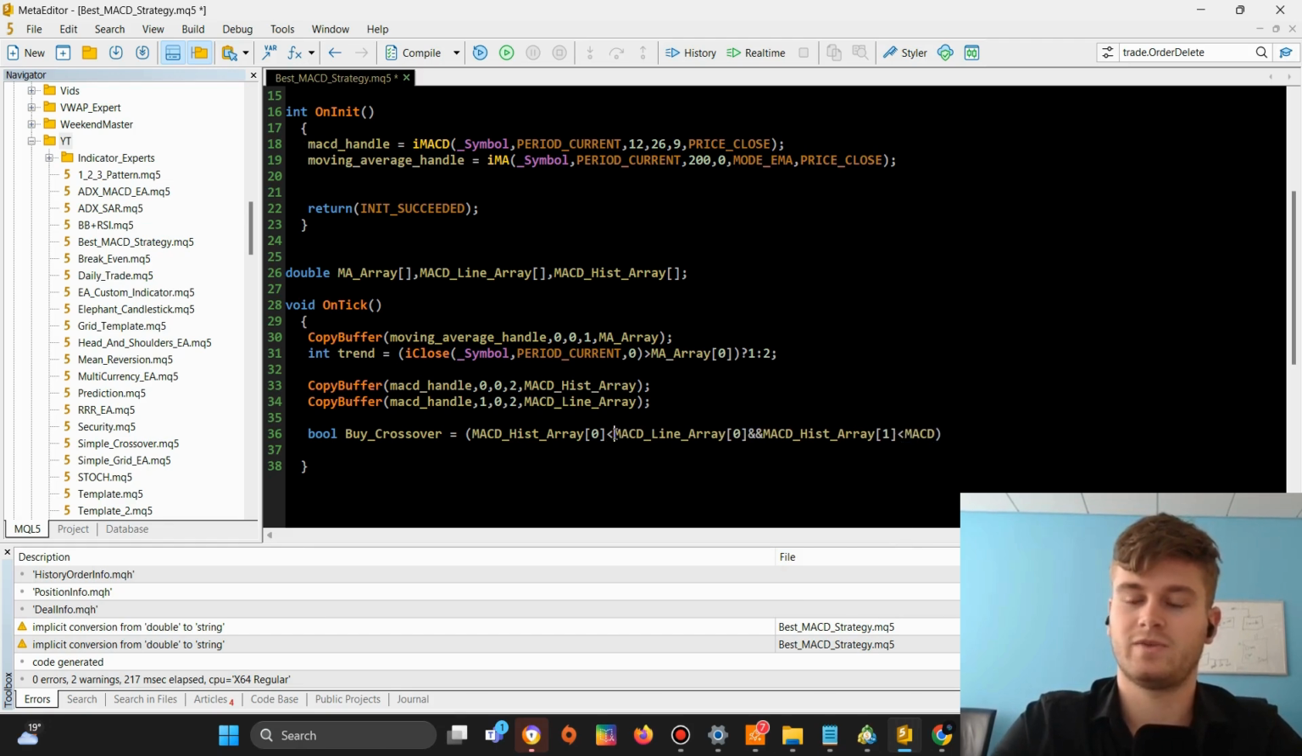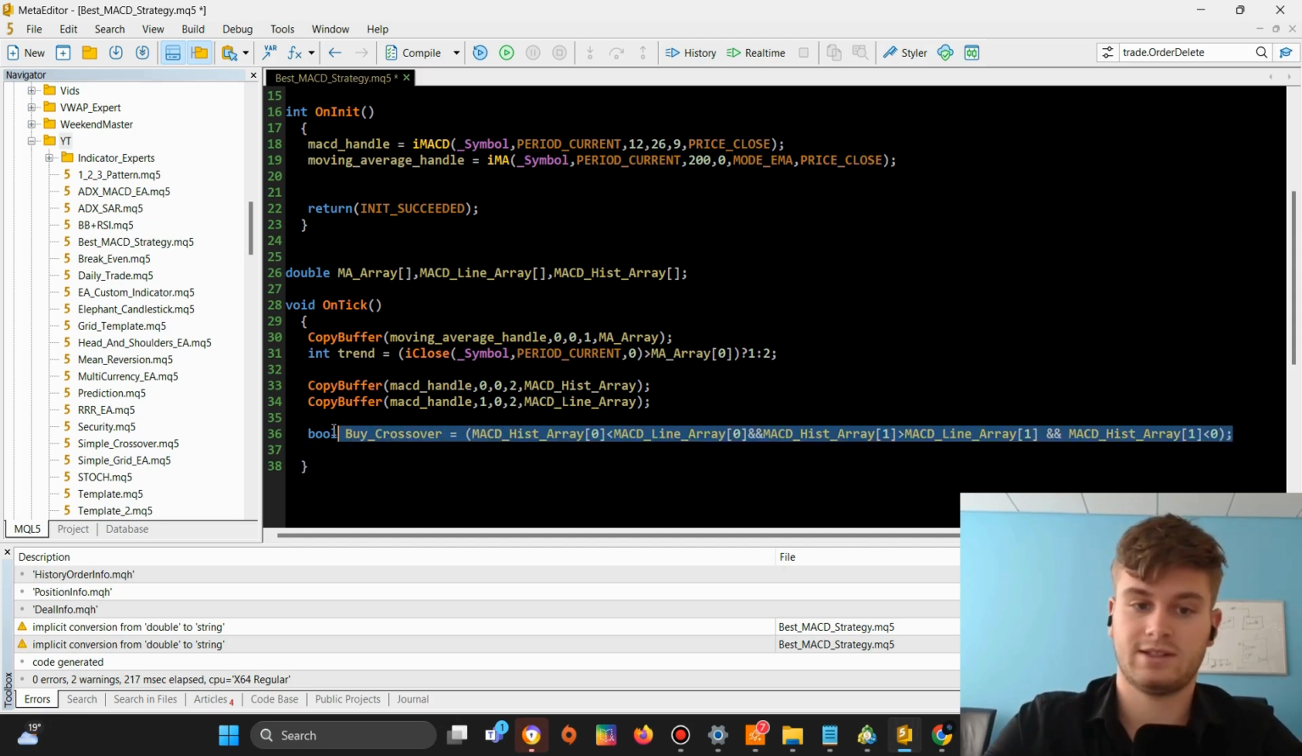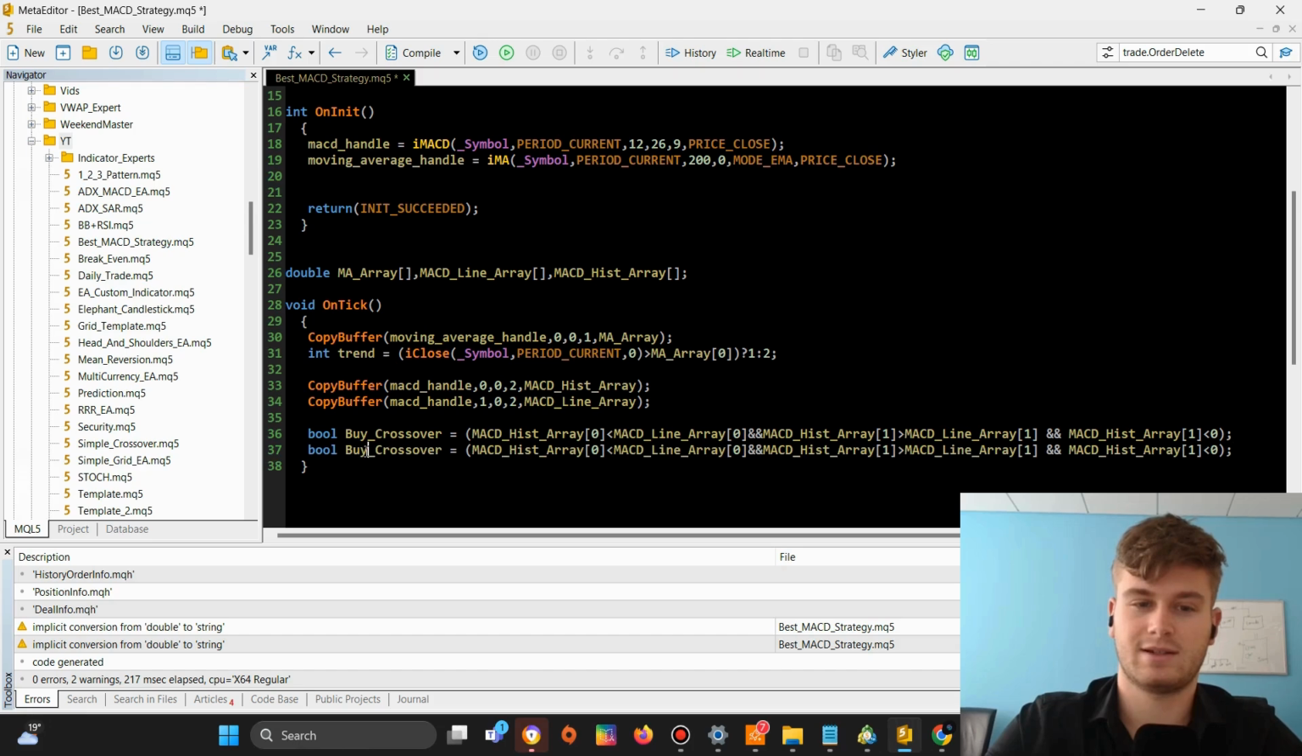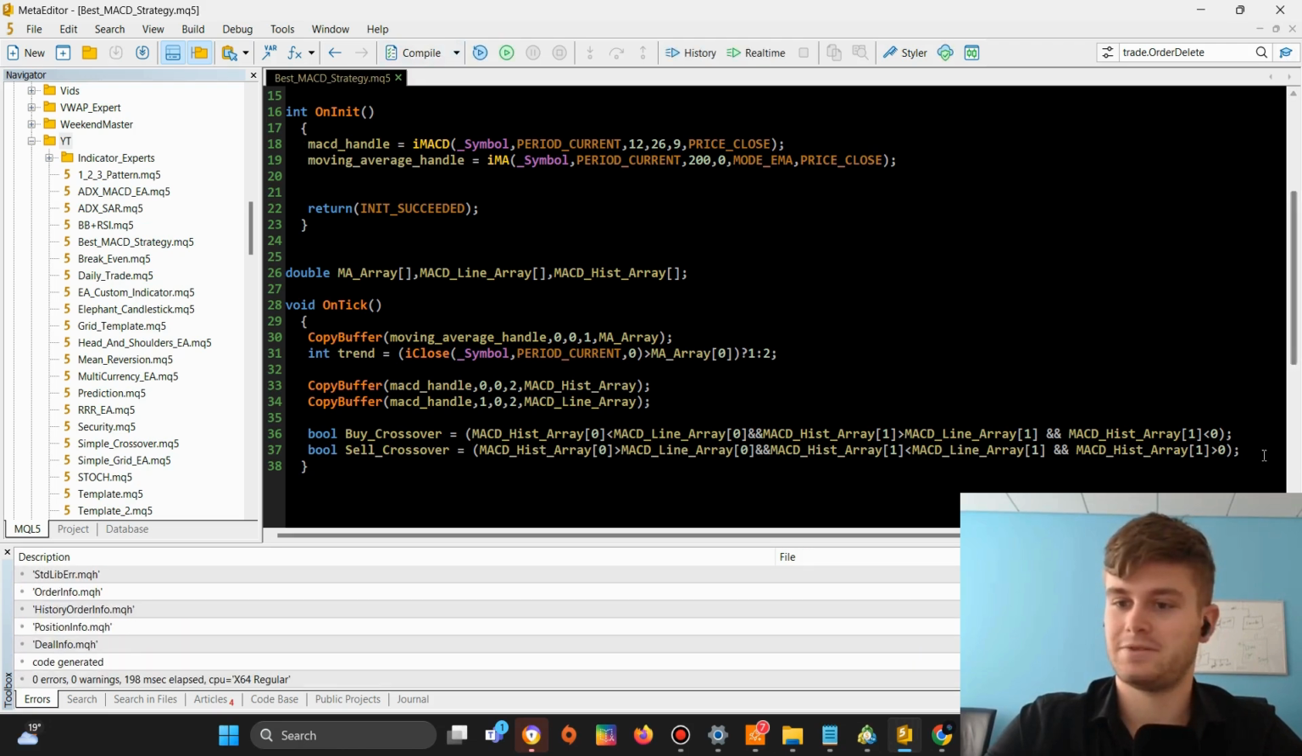Sorry, it will be different because we are in a negative number, so this will be lower, and then it goes closer to the positive number, so MACD line array position 1, and also MACD histogram array position 1 is lower than 0. So this is our buy crossover, and then what I can do is take this, copy it here, and do the same thing for the sell crossover, and I will just change the signs here, and this should work. And now let's continue.